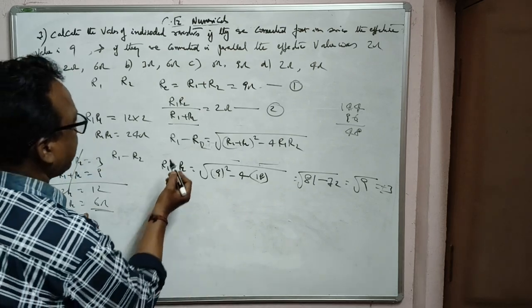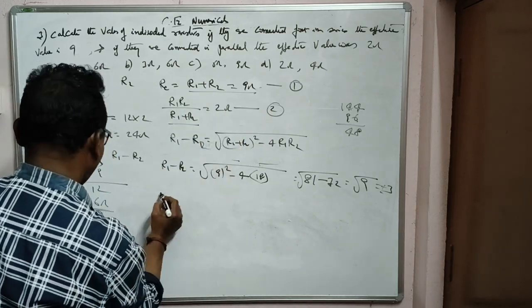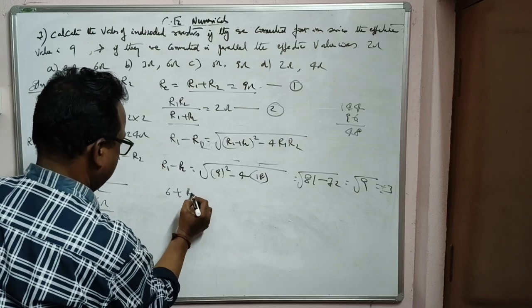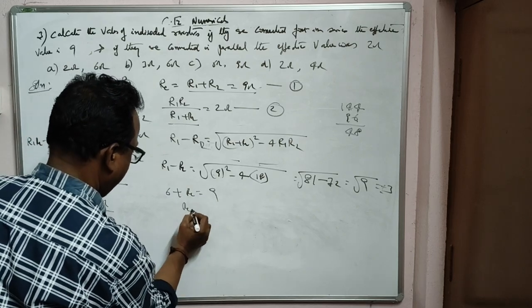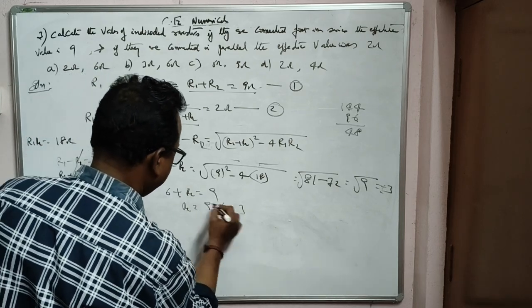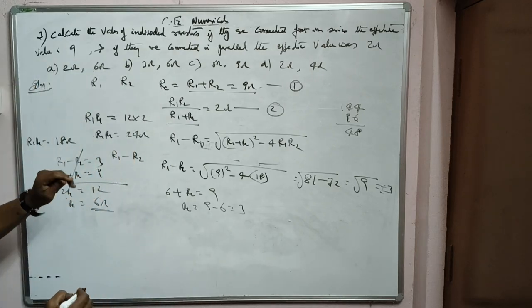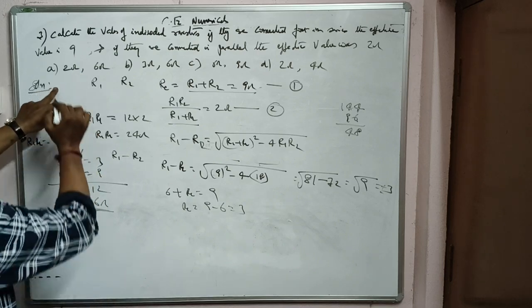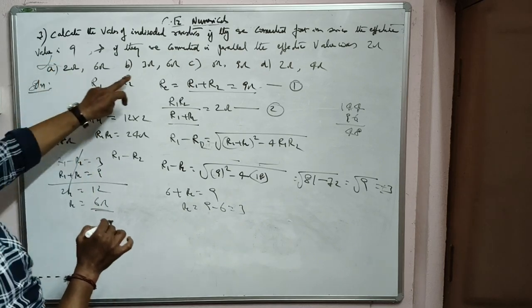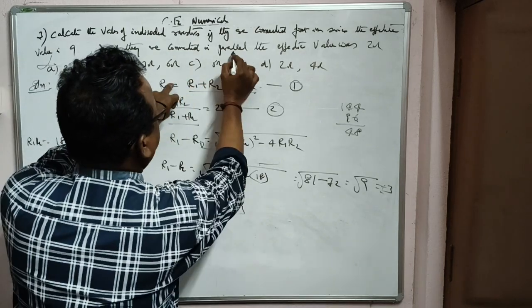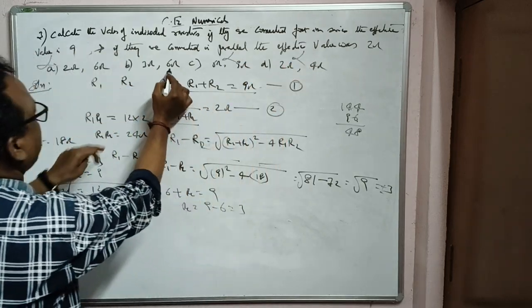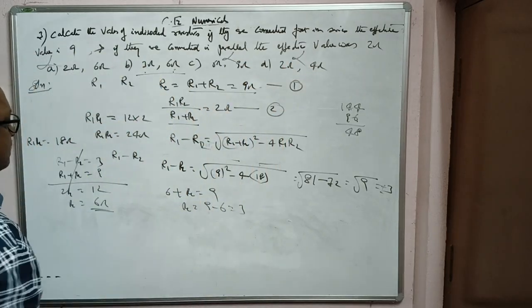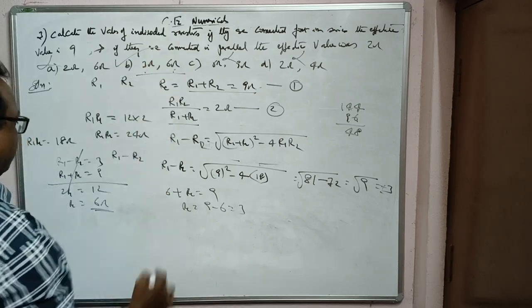So R2, how much will we be getting? Put it in this equation. R1, 6, plus R2 is equal to 9, or R2 is equal to 9 minus 6, that is 3 ohms. So 6 ohms, 3 ohms. Because this cannot be, you can see this also cannot be 6 and 9. So the only answer is 3 ohms and 6 ohms.